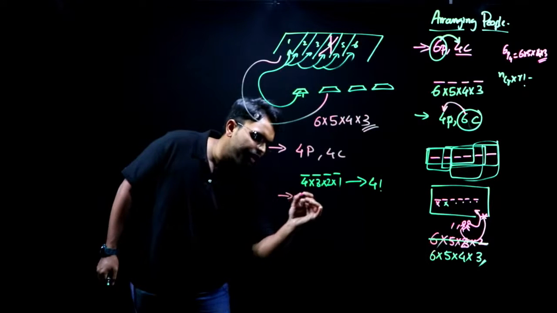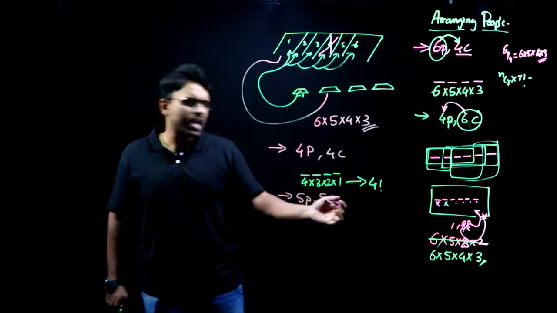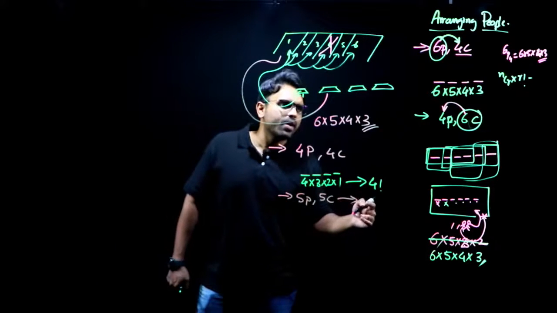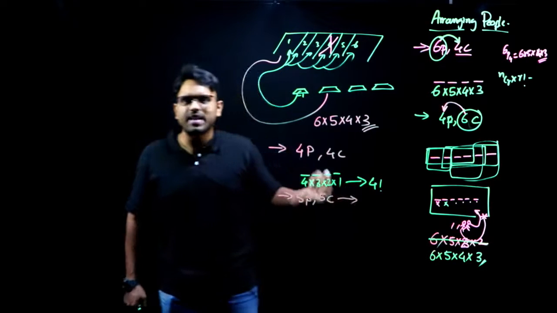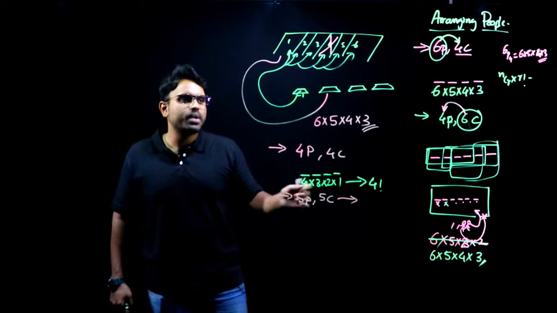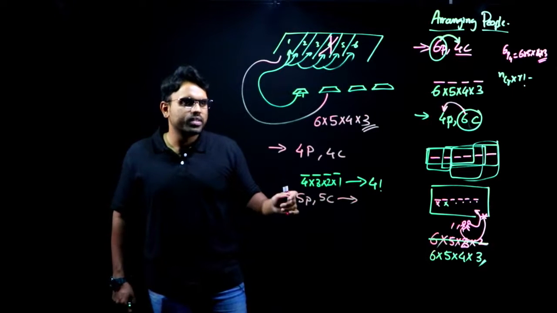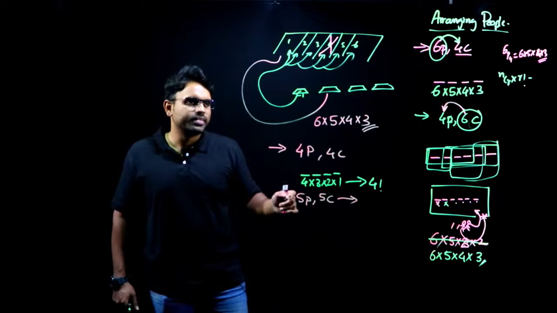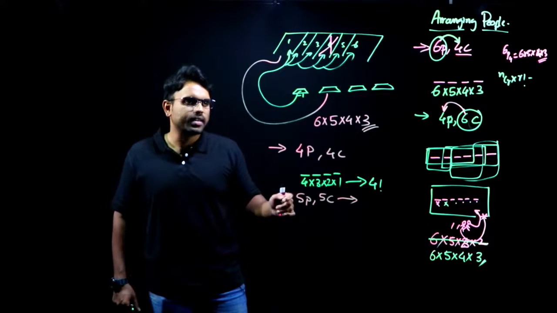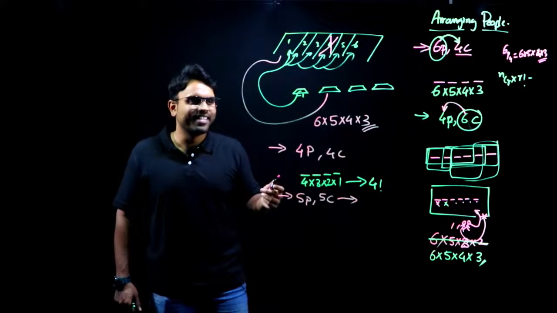Now, if there are 5 people and 5 chairs, in how many different ways can they be arranged? Answer everyone quickly. In how many different ways can 5 people be arranged in 5 chairs?